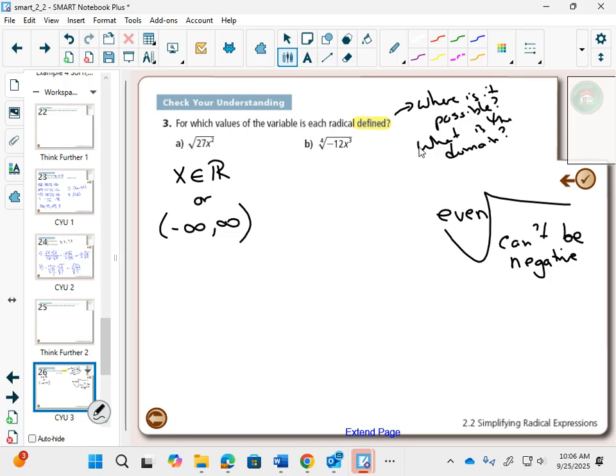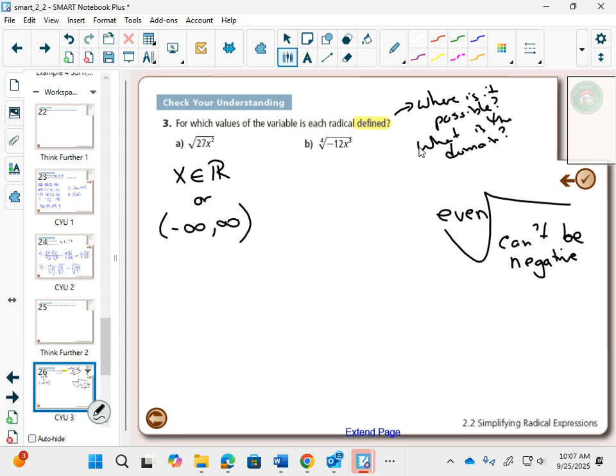So then the second one is asking, where is it defined? Okay? It can never be negative inside. Can you think of a number that you could plug in for x that would be bad? 4. Because 4 cubed would be 64. And then that 64 gets multiplied by the negative 12, making a negative answer inside, so 4 is bad. 5 is bad. There's a whole bunch of ones that are bad. Can you characterize all the bad ones? Every positive number. Every positive number is bad. Every negative number will be good.